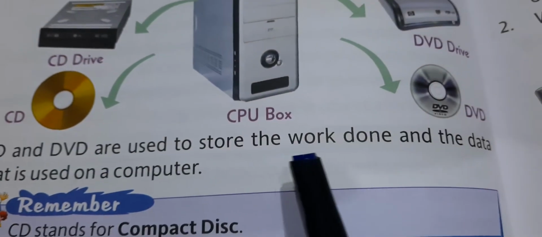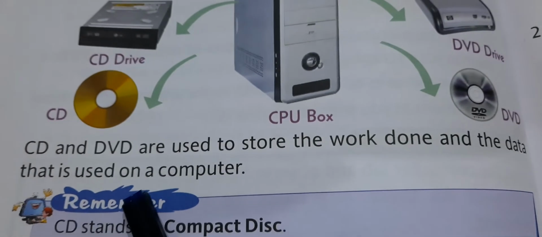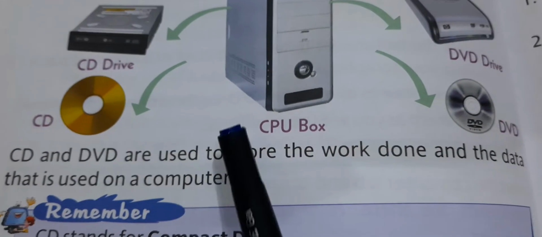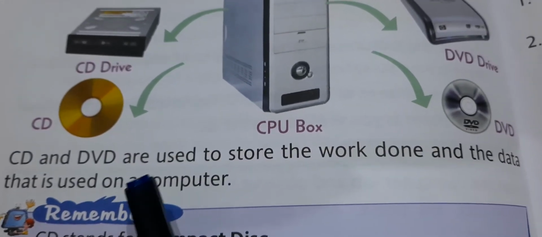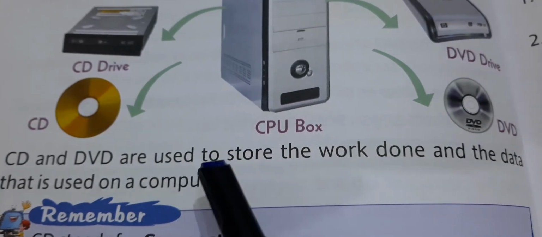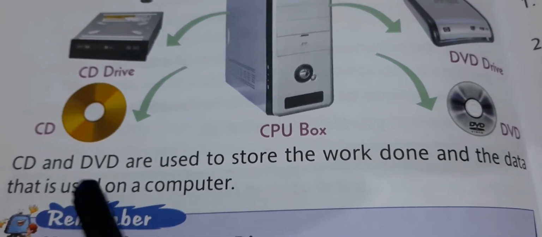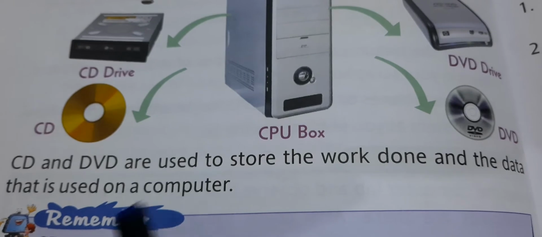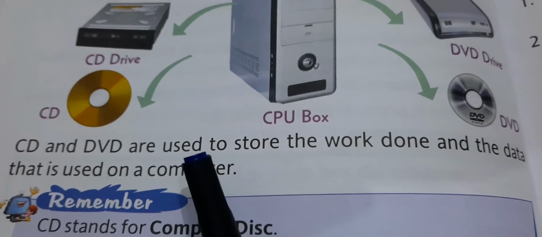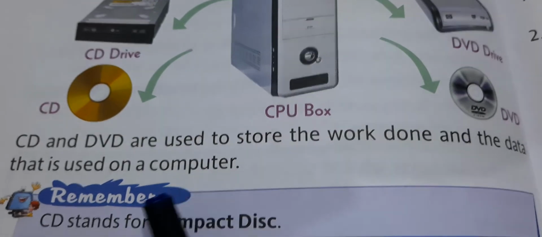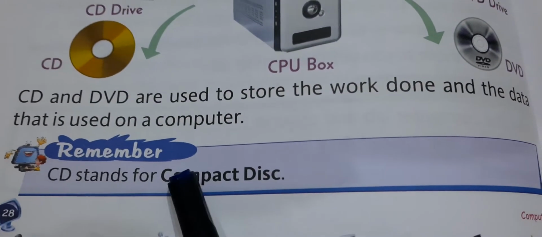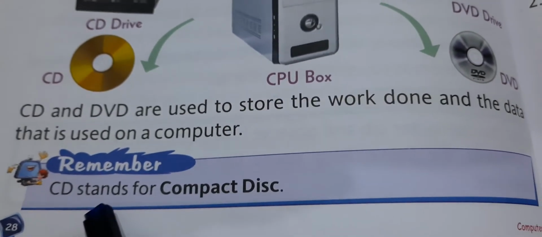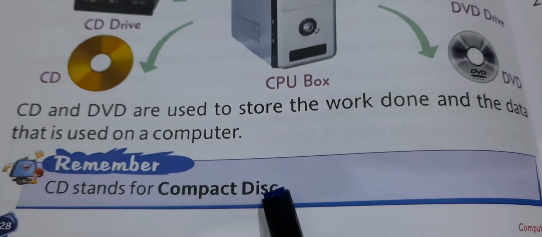CD and DVD are used to store the work done and the data that is used on a computer. What is the use of CD and DVD? These are used for storing our data. When we have to take the data from one place to another, we can make use of CD and DVD, and it can store our data as well as the information that we require for our use. Fine. Now remember, CD stands for compact disc. You must have heard this word earlier also, and now it is clear that CD stands for compact disc.